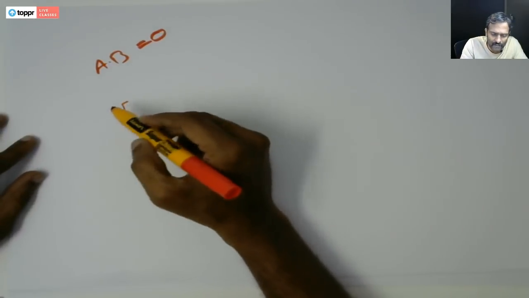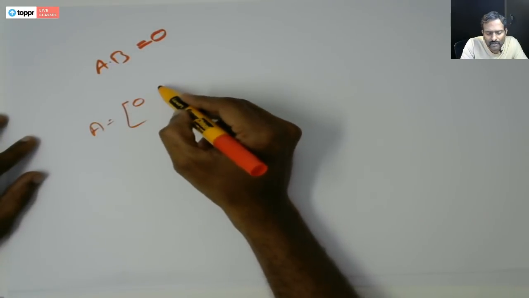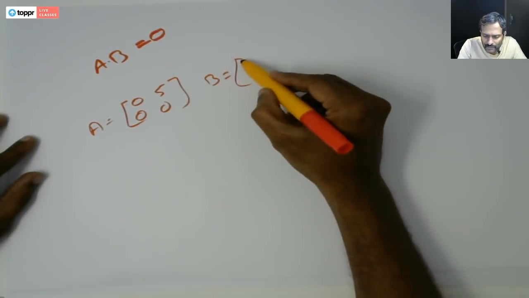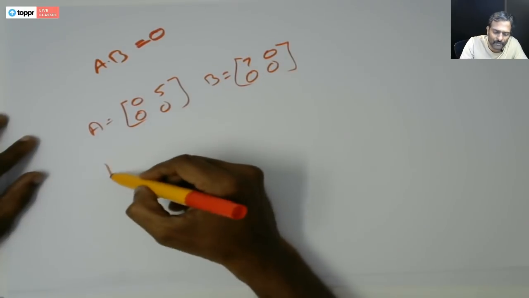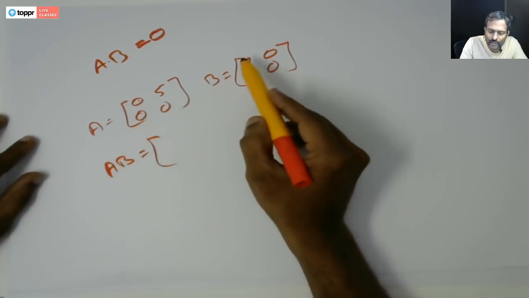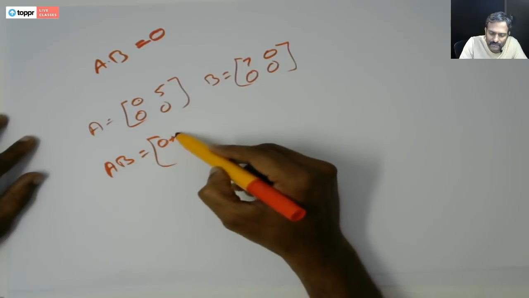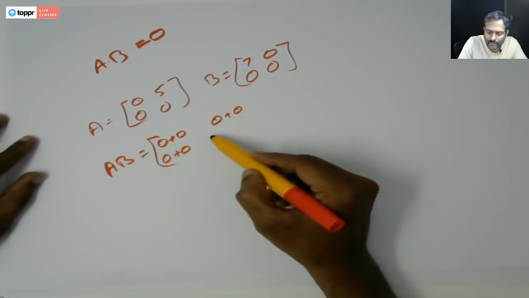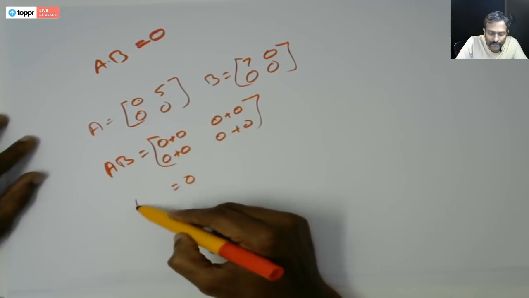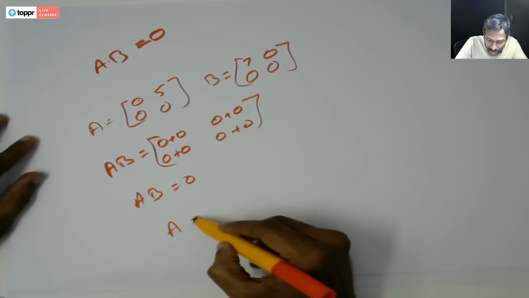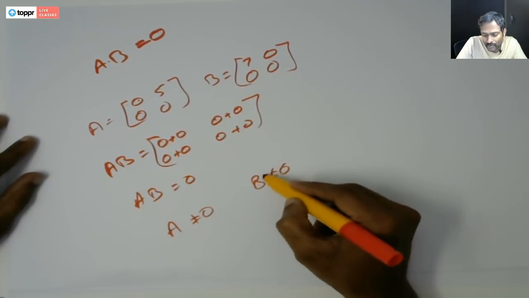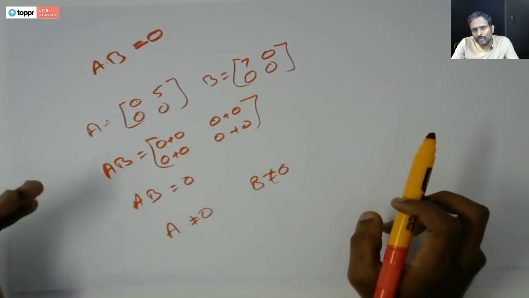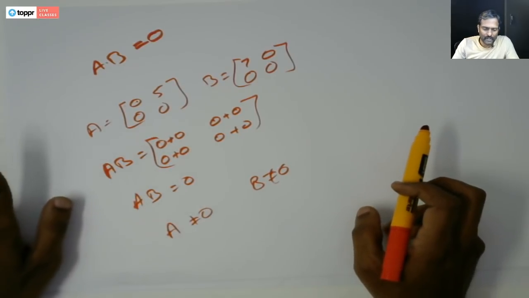Consider a matrix A equal to [0 5; 0 0], and take one more matrix B equal to [7 0; 0 0]. If you multiply AB, 0 times 7 is 0 and 5 times 0 is 0; 0 times 0 is 0 plus 5 times 0 is 0; 0 times 7 is 0 and 0. You get a 0 matrix. But A is non-zero and B is also non-zero. These are two non-zero matrices. So the product of two non-zero matrices can also be equal to a 0 matrix, right?